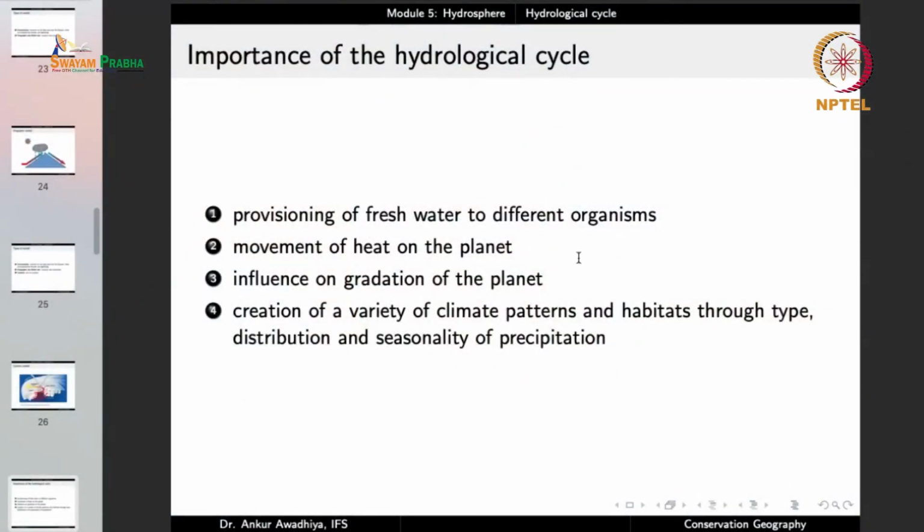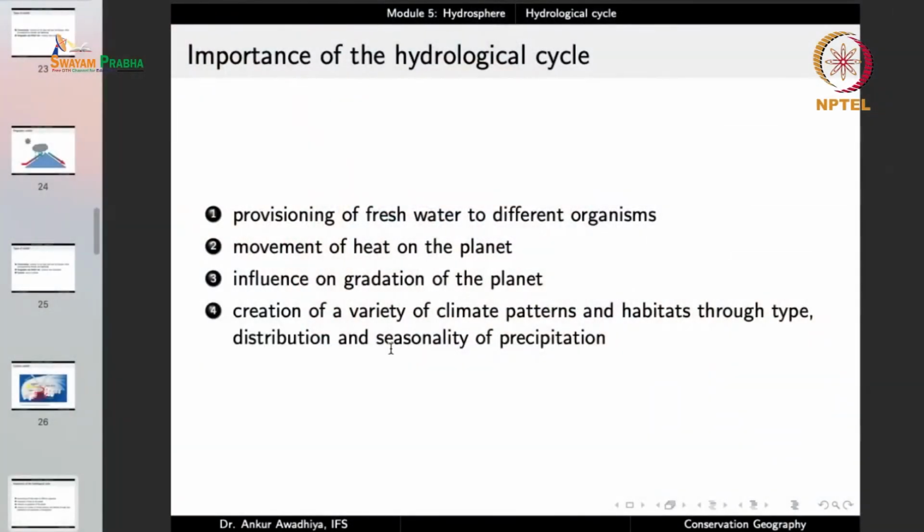It plays a role in the gradation of the planet, because when you have water that is moved to the land areas, this water, when it begins to flow in the form of, say, rivers or rivulets or streams, it will perform erosion. It will also perform certain amount of deposition on the sides of the rivers and also near the deltas. So in a way, it is playing a role in the gradation of the planet. It is a very important geomorphological agent. So this is another importance of the hydrological cycle. It plays a role in influencing the gradation of the planet by creating geomorphological agents in the form of water movement.